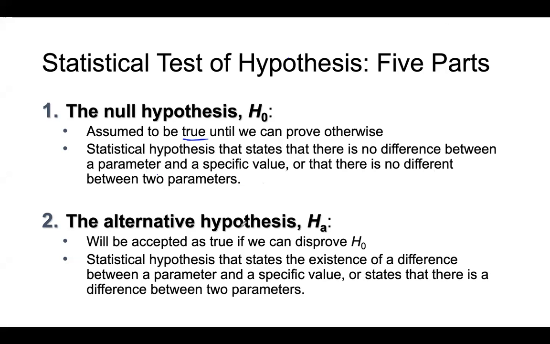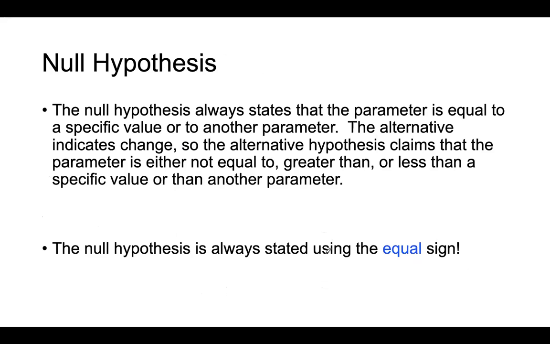Now, the alternative hypothesis, with a lowercase A as the subscript, where the null had a 0. The alternative will be accepted as true if we can disprove H naught, the null hypothesis. It is the statistical hypothesis that states the existence of a difference between a parameter and a specific value, or states that there is a difference between 2 parameters. So that is the first step, or the first 2 steps: set up the null and alternative hypotheses.